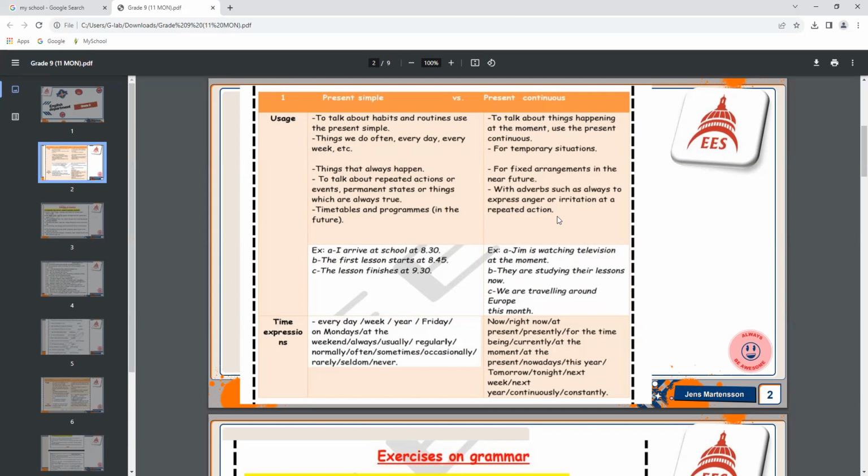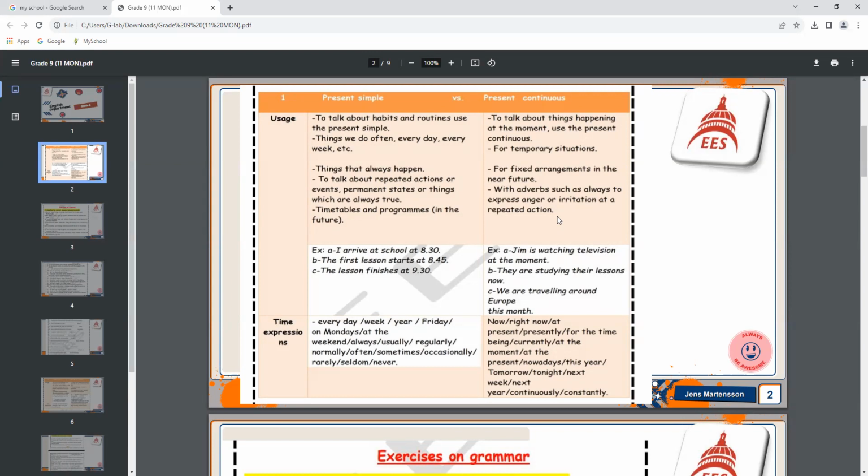Here we use always. Some examples, like Jem is watching television at the moment, right now. We can say we are traveling around this month, okay? This is a fixed arrangement. Of course, we have many keywords for the present continuous, but it's not our main focus. Our main focus is to understand the usage for each tense.